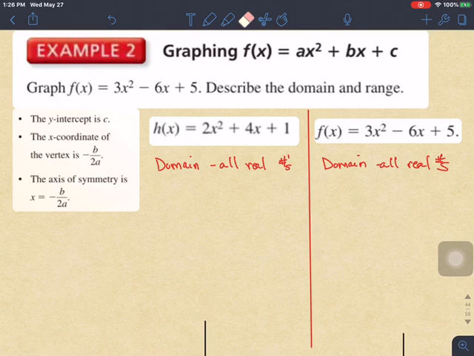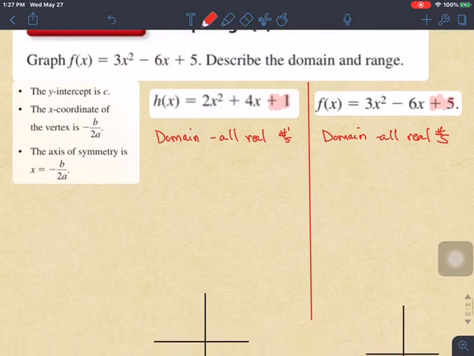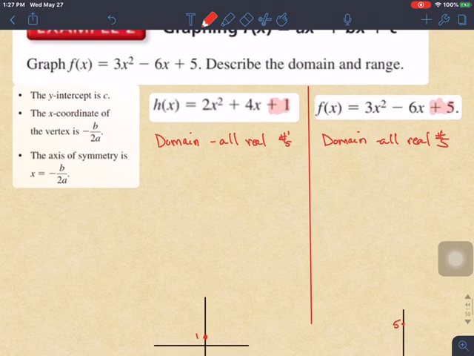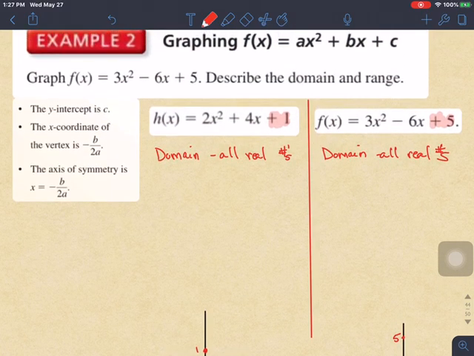So we've got a couple different ones here, and we're going to just start with this one. On this particular parabola, the y-intercept is the c, which is positive 1, and on this one it's positive 5. So I'm going to label where the y-intercept is here at positive 1, and we'll say this one is here at positive 5, and we'll keep that for later. The second thing we're going to do is use this little formula to help find where the vertex is.